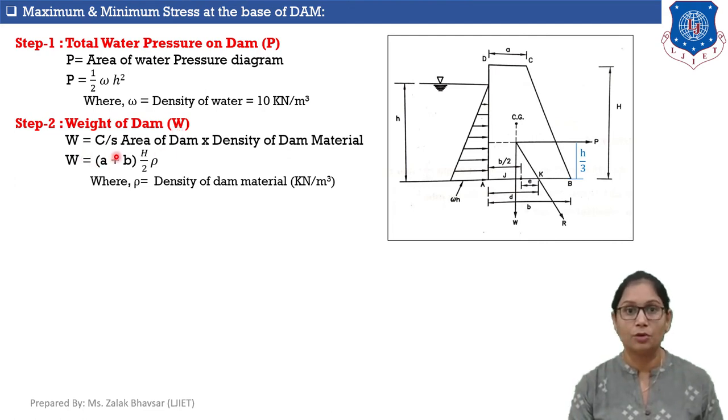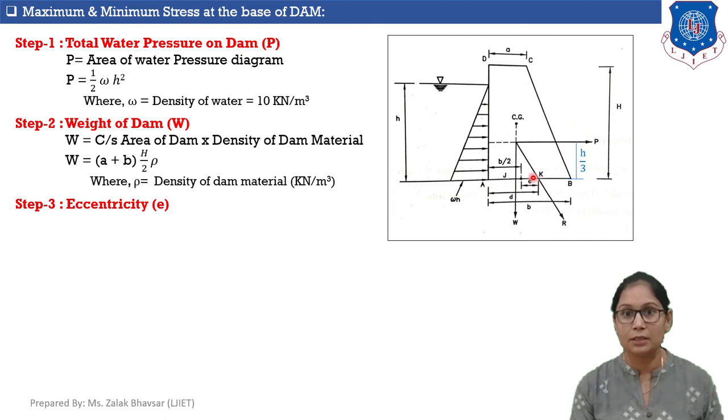W is equal to the cross-section area of the dam into the density of the dam material. So, the cross-section area of this dam structure is equal to (a plus b) into H by 2. And rho is the density of the dam material. So, we can say that W is equal to (a plus b) into H by 2 into rho, where rho is the density of the dam material in kilonewton per meter cube. Now, in step number 3, we will calculate the eccentricity, small e.